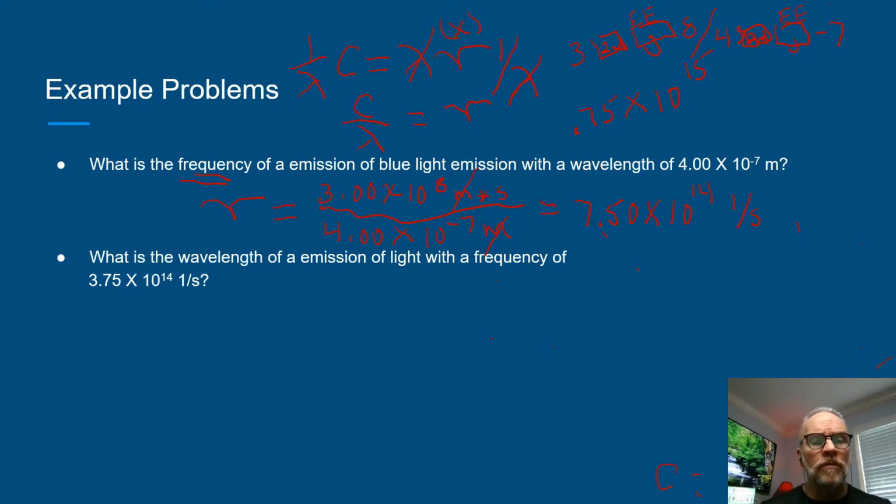All right, so the second problem is, what is the wavelength of an emission with a frequency of 3.75 times 10 to the 14th? So we're solving this time for wavelength. The wavelength will be c over the frequency. So we got 3.00 times 10 to the 8th meters per second over 3.75 times 10 to the 14th, I'm sorry, 1 over s here this time, 1 over s. So this time seconds will cancel and our final answer will be in meters.